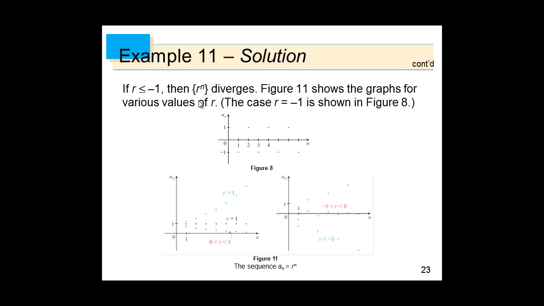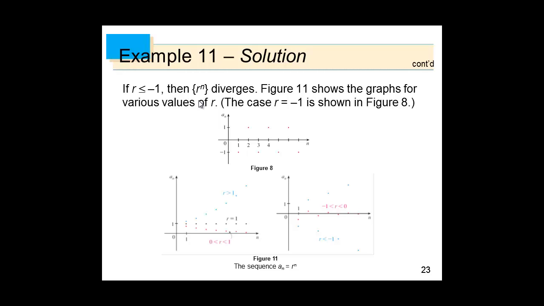What happens when r is less than or equal to -1? What happens when r is exactly -1? It's alternating: -1, +1, -1, +1. So it's an alternating sequence, and obviously it has no limit. So it is divergent when r is exactly -1. Even if r is smaller than -1, like -2, -3, it's still alternating, and also increasing in absolute value. So in the case r is less than or equal to -1, it is divergent.